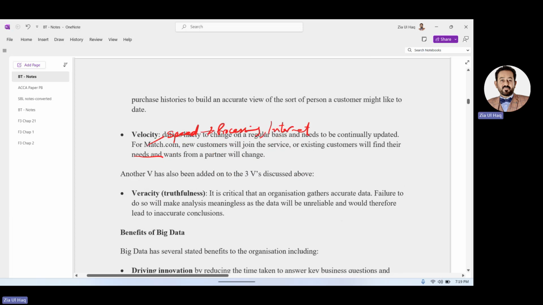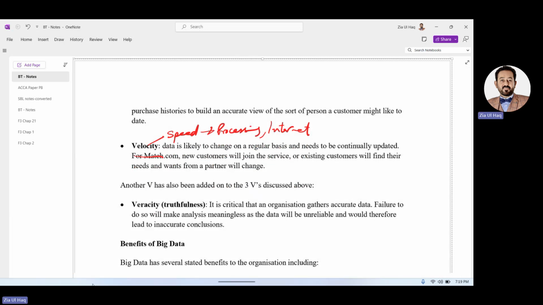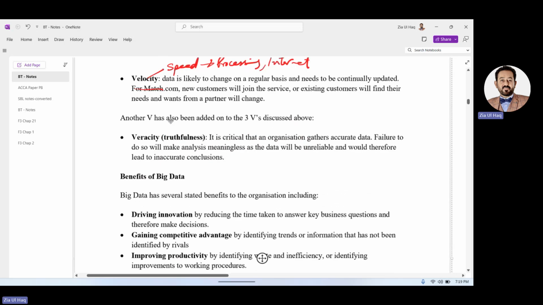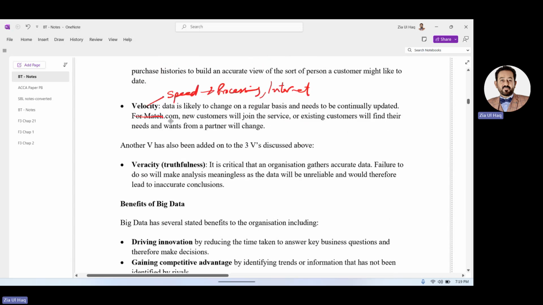Not only do they need to focus on 3 V's, there is another V called veracity. Veracity means truthfulness. What does that mean? Sometimes you are receiving data from other sources, either through emails, messages, or USB. You need to make sure you are receiving that data from reliable sources. So veracity means reliability.